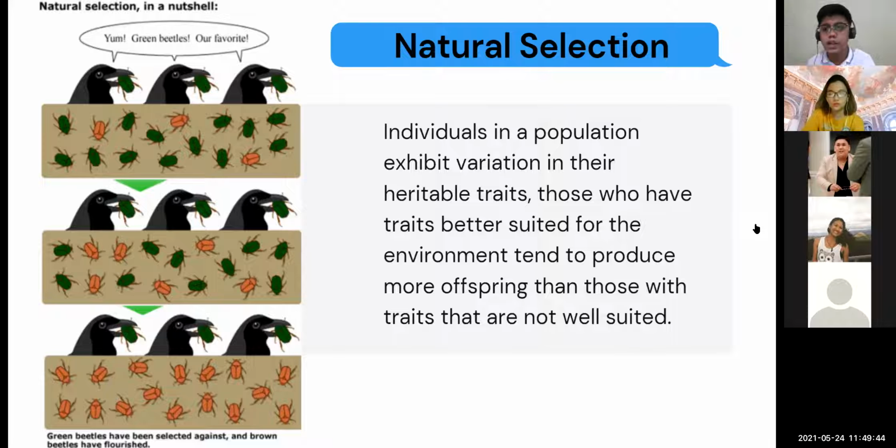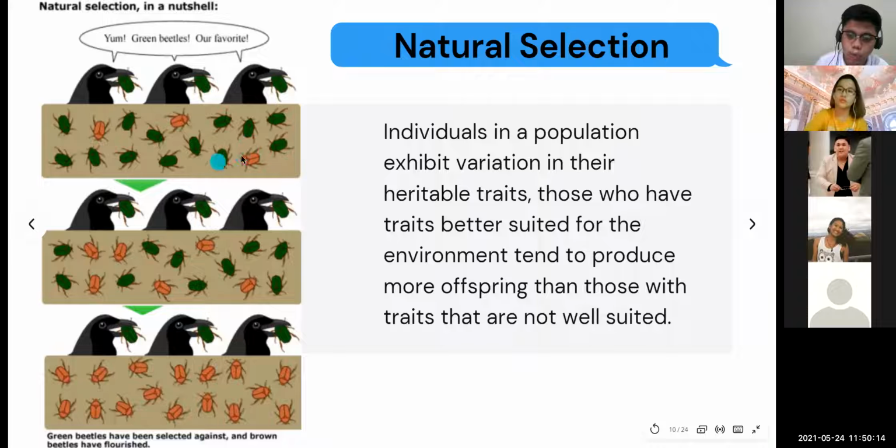So this also occurs in different populations of different organisms. For example, here we have a beetle population with green and orange pigmentation. The birds, since their eyesight is more keen towards the green wavelength of color, would be able to pick out beetles of green color. So eventually, the alleles in this population would shift. Since the birds can only observe green beetles, the green beetles would eventually become extinct. Only individuals with the orange pigmentation would be able to survive, therefore reproduce, and therefore pass this trait onto their offspring, therefore creating an entirely new species. So that's how natural selection works.